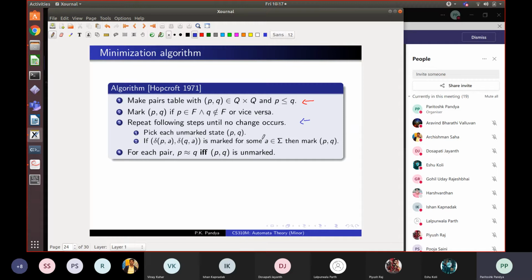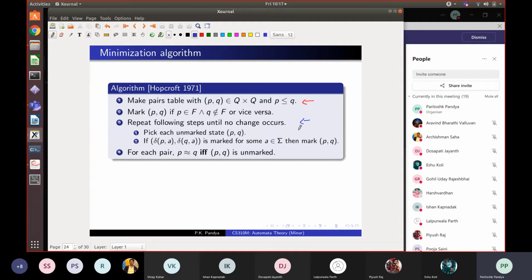for every A belonging to the alphabet whether delta of PA and delta of QA is marked. If it is marked, then by the property we just showed, we also mark PQ. If it is not marked, we leave it blank as it is. And this we do for every unmarked state and for every letter. So that finishes one phase of this algorithm. And then, if a square got marked in a phase, then you go and do the next phase. You keep doing this next phase.